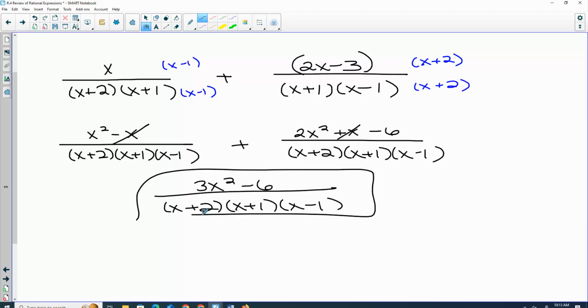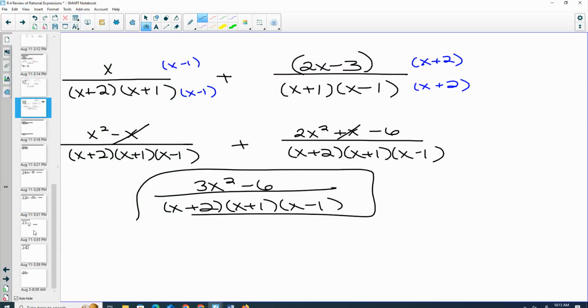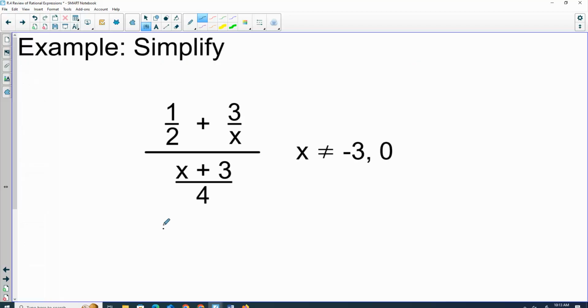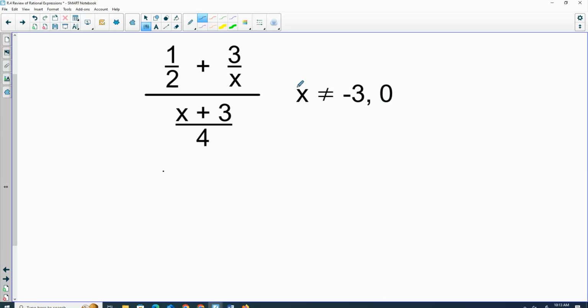The last type of problem I want to show you, these are called complex fractions. Sometimes you are given something very ugly to simplify. We can just ignore this domain piece, just get used to seeing it, but it doesn't change our problem. If I ask you to simplify this expression, we know that we cannot have a fraction in a fraction. So we have to get rid of that.